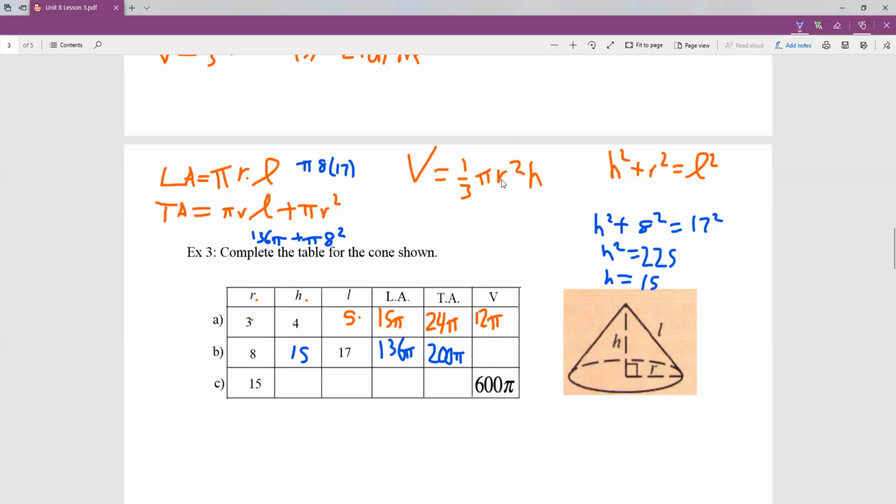Next, we're going to use volume. I take my radius, which is 8, and my height, which is 15, and plug them into this formula. So 1/3 pi r squared times the height, so 8 squared times 15. Multiply that out: 64 times 15 divided by 3 is 320.